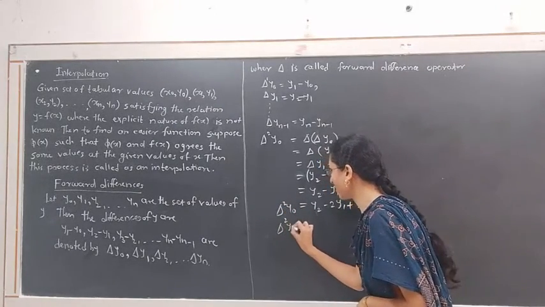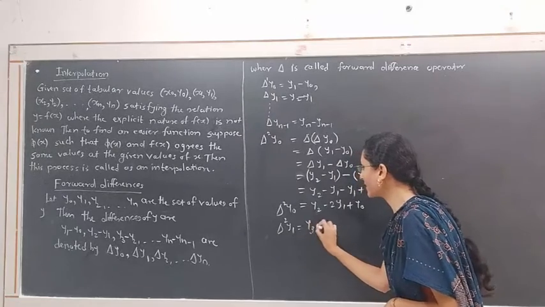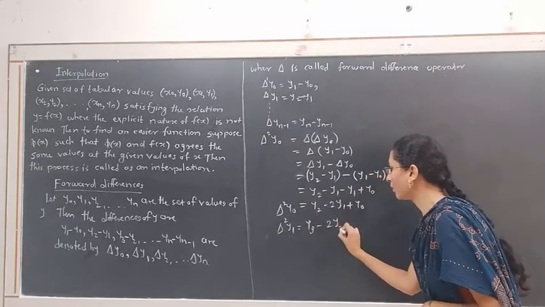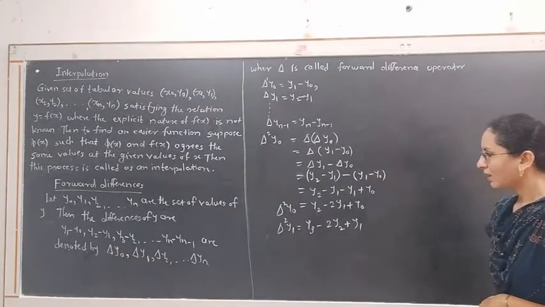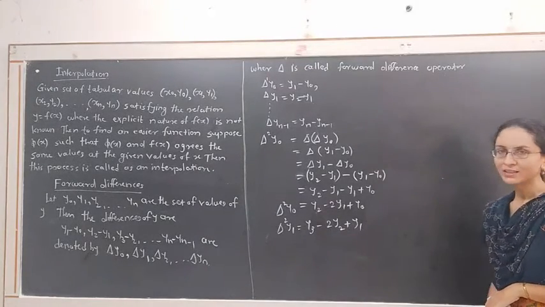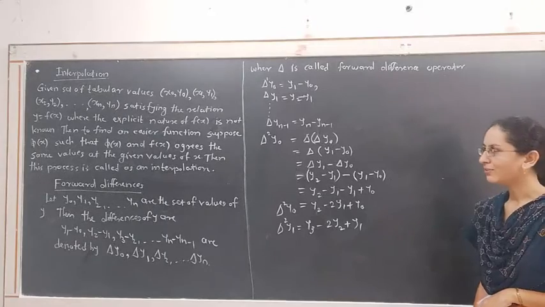Del square y1 is equal to y3 minus 2y2 plus y1. Similarly, we will get the third order differences of y.